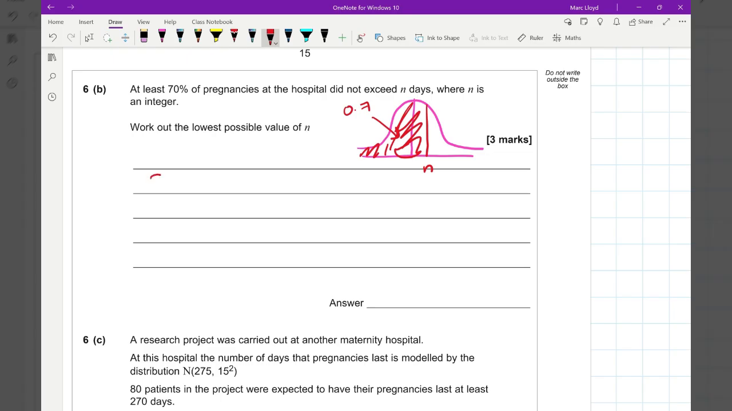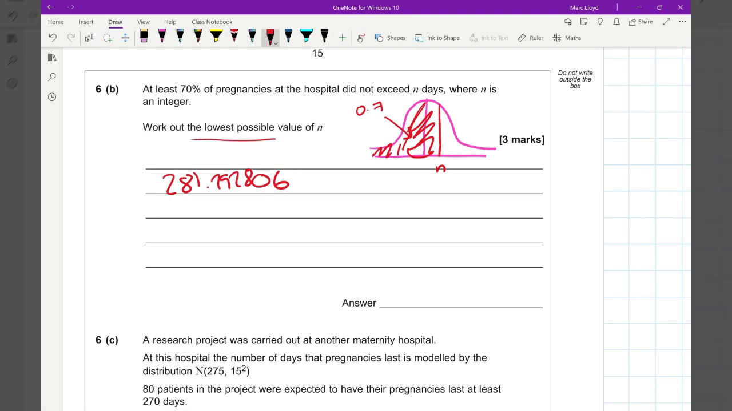And that gives me a value of 281.292806. And because we want this to be a whole number and we want the lowest possible value of n, we want 281.